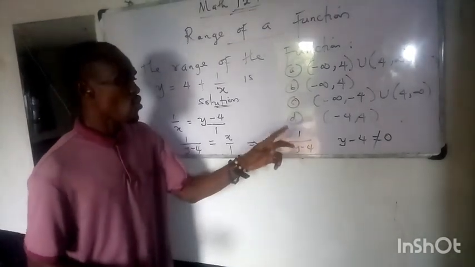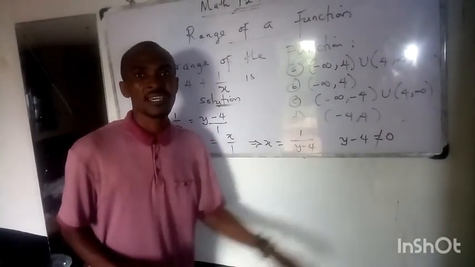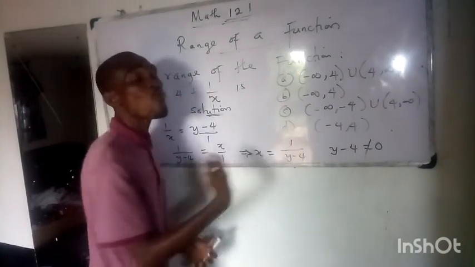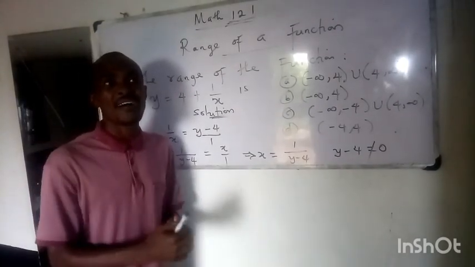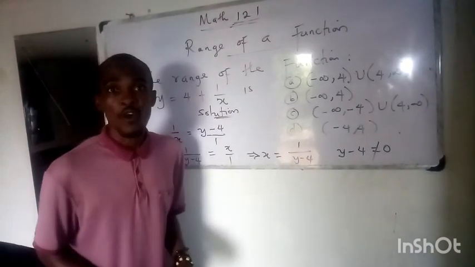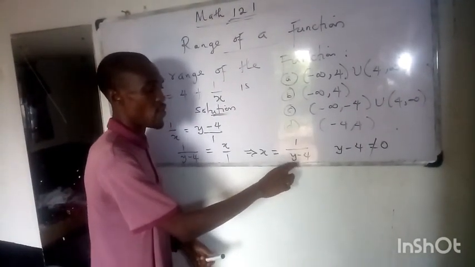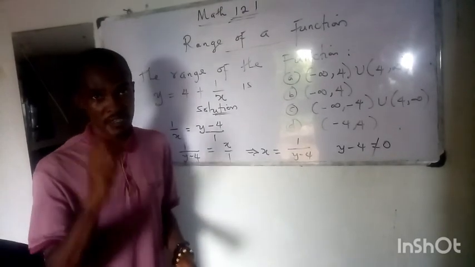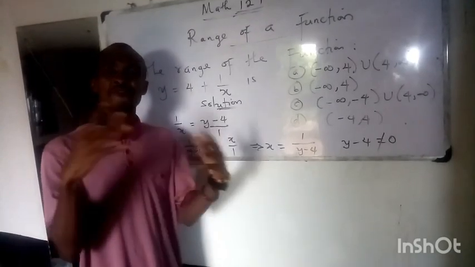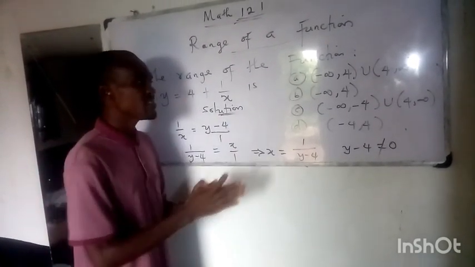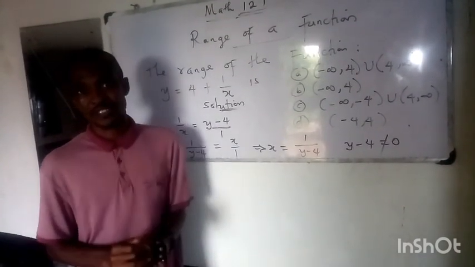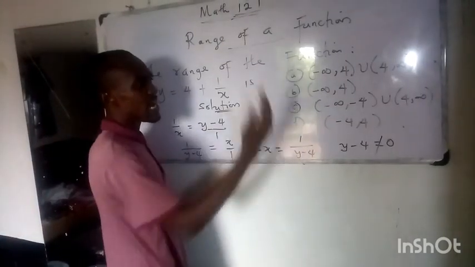So for y minus 4 to be not equal to 0, it simply means that the value of y can take any other values within the real number line except 4. Except what? 4. Because if you substitute 4 here, 4 minus 4 is definitely going to give you 0. So the picture here is that every other value within the real number line is applicable to this particular function except the value 4. So let's look at our options.